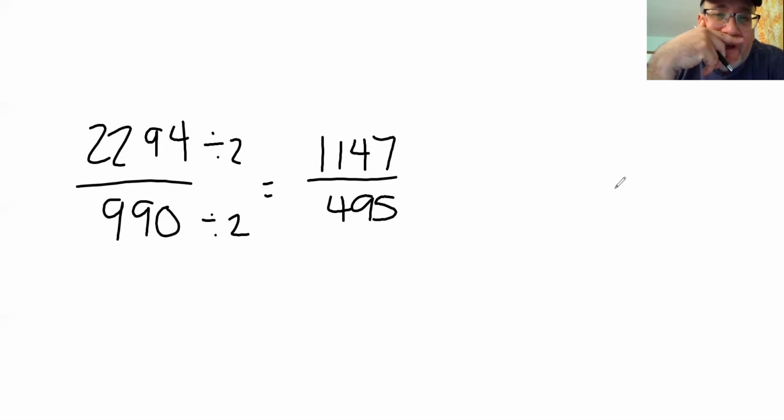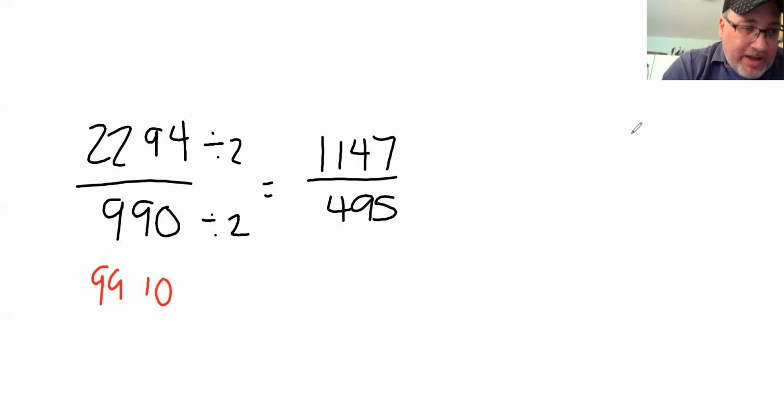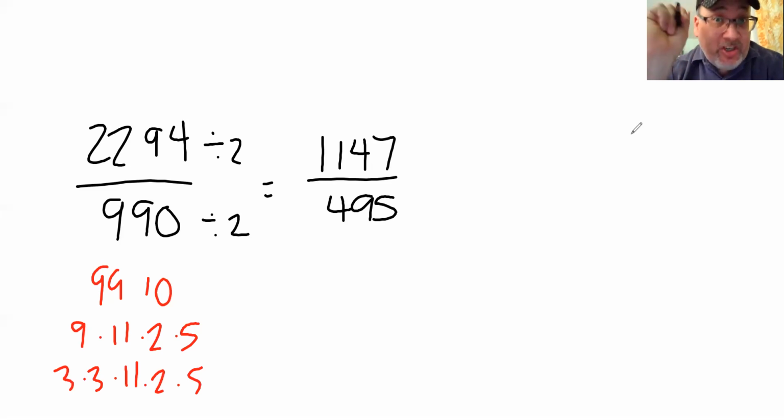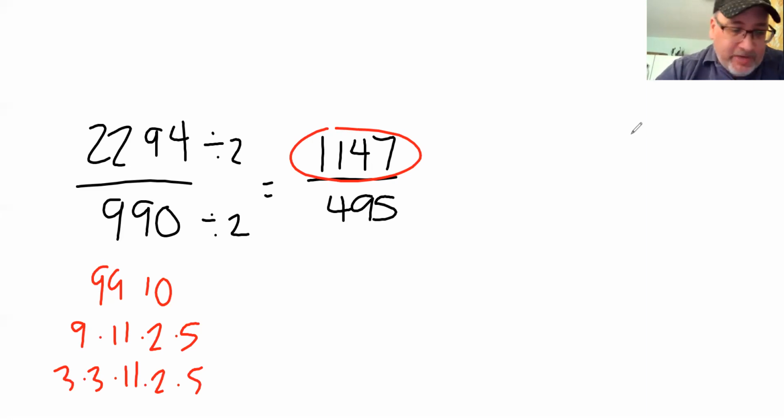Let's see. The top is not divisible by 3. Oh, by the way, what I'm thinking is the denominator was originally 99 times 10. 99 is 9 times 11, 10 is 2 times 5, 9 is 3 times 3. So if I can reduce by anything, it has to be one of those or a product of them, so I'm just shooting for prime numbers. We've already reduced it by 2. Pretty obvious 1147 won't reduce by 5. It won't reduce by 3. You can tell if a number is divisible by 3 if the sum of its digits is divisible by 3. That doesn't work for every number. It only works for 3 and 9. But the sum of these digits is 13, which is not divisible by 3.